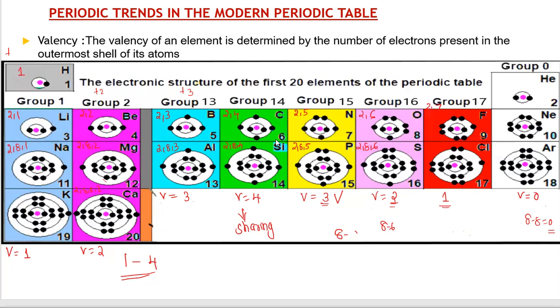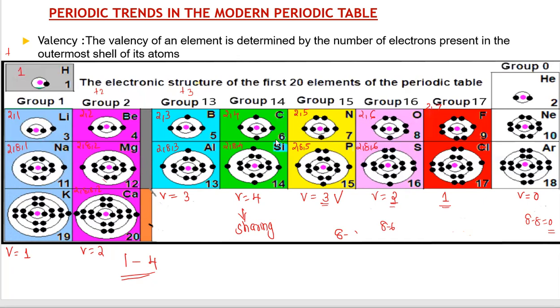Now, what is the variation? That is called periodic trend. How valency varies in a period and group, this kind of question will come. So first you have to write the definition. Second point, let us check in a period. So see, here we are moving from left to right. Lithium 1, then beryllium 2. Next, boron, valency 3. Next 4, then 3, 2, 1, 0.